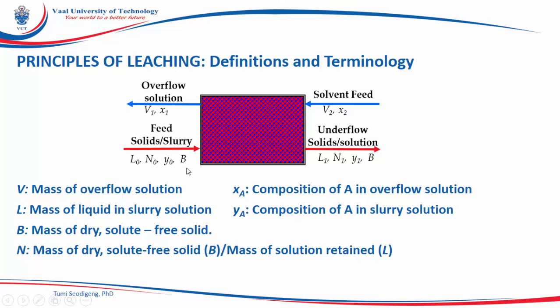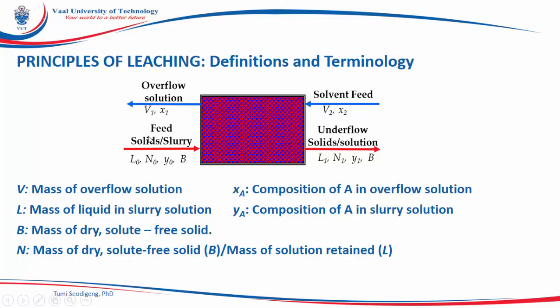As you can see, the feed slurry, which is the solid, indicates the concentration of the solute as Y, and then the solids are denoted by B. The liquid or solution in this slurry or solid is denoted by L. Also in the underflow, the same notation is carried through with the solid phase. In the solvent or overflow phase, which is the solution phase, the solution flow is denoted by V, and the concentration of the solute in the solution is denoted by X.